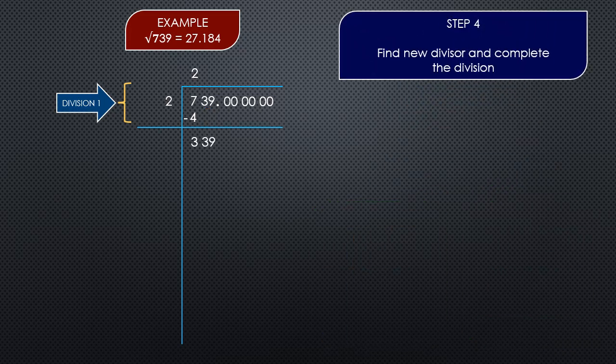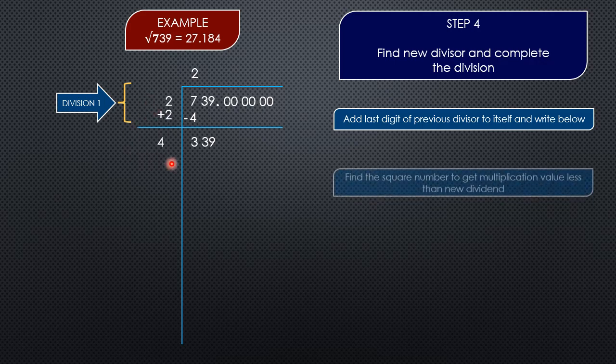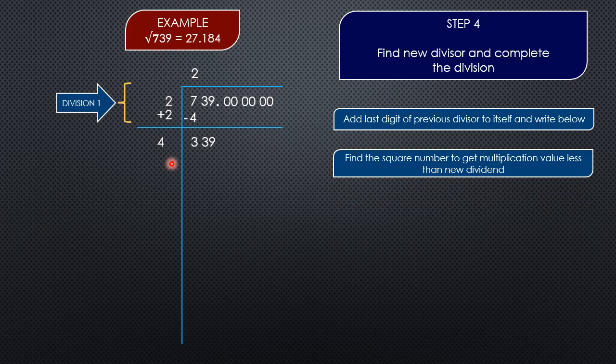The next step is to find the new divisor and complete the division. Add last digit of the previous divisor to itself and write below. In our example, the last digit of the previous divisor 2 is 2. So we have to add 2 to itself and write 4 below. Find the square number to get multiplication value less than new dividend. You have to apply a square number here so that its multiplication value is less than the dividend 339.